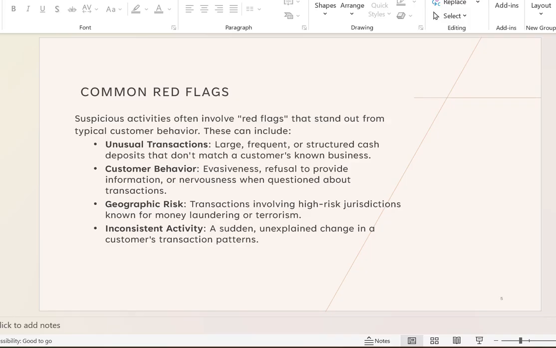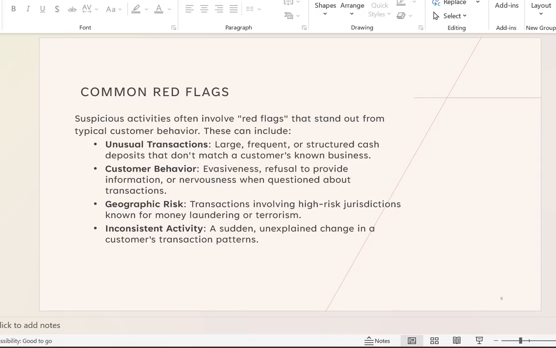So these come under customer behavior. That's why we file the SAR. And the geographic risks, like transactions involving high-risk jurisdictions known for money laundering and terrorist financing, or sanctioned countries, or terrorist areas or regions. So that is one of the reasons the system will raise a red flag.